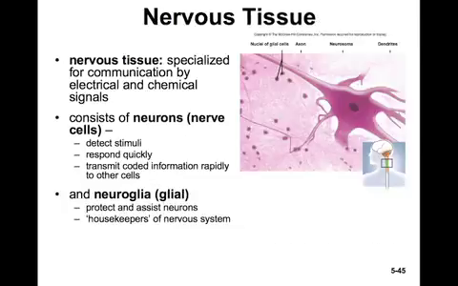Nervous tissue is specialized for communication by electrical and chemical signals. So they'll conduct electrical signals along their lengths and then communicate with other neurons through chemical signals at the synapse. They consist of neurons or nerve cells, which detect stimuli and respond quickly and transmit coded information onto other cells. There are also neuroglia, a huge family of cells that act in support of nerve cells. They protect and assist the neurons. They're basically the housekeepers of the nervous system.